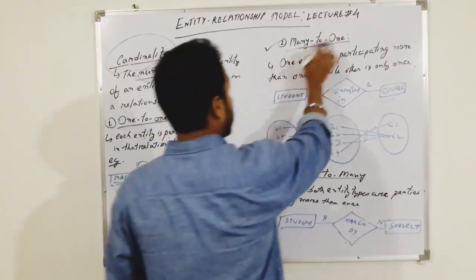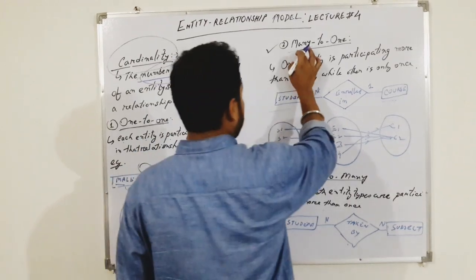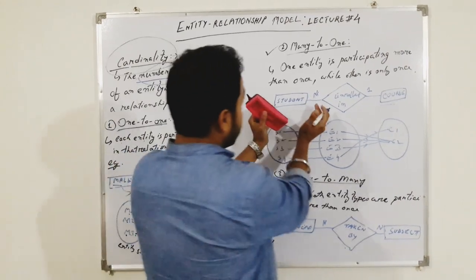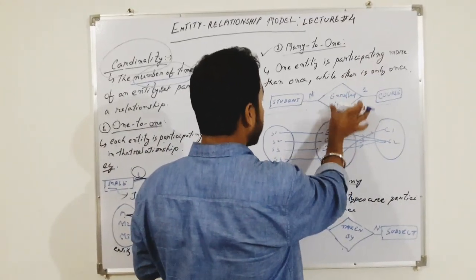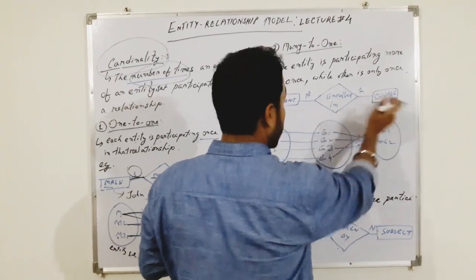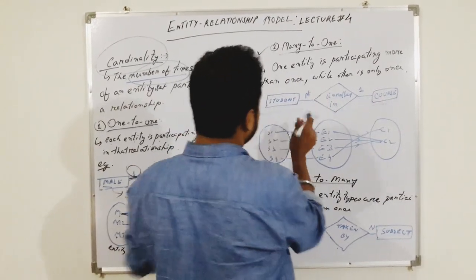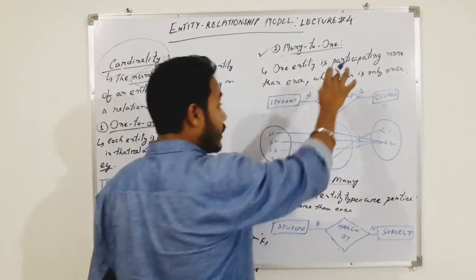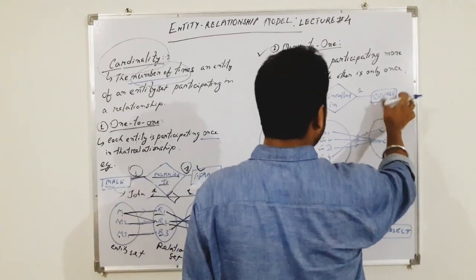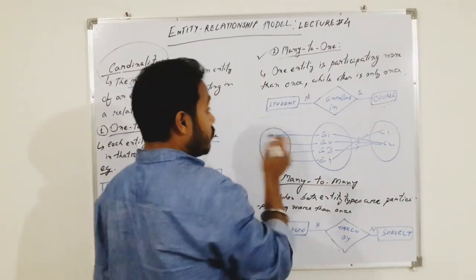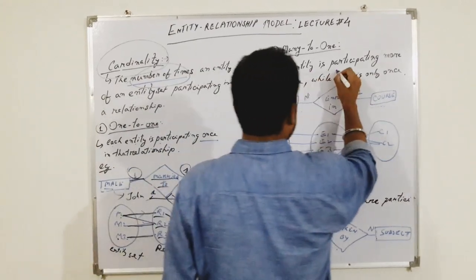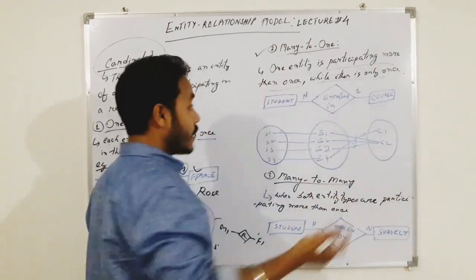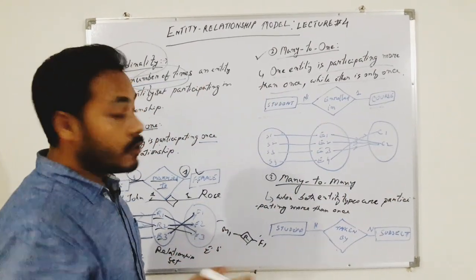Next type is many to one. From the term it is very clear: the relation is being established between two different entity sets. On the many side, the entities can participate more than once in that relation, but on the other side an entity participates only once. It will be clear only when we go through an example.